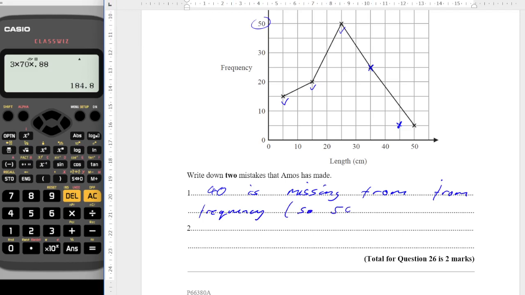So 50 and 60 are wrong. And then the final point should be plotted at 45.5. That's my two mistakes.